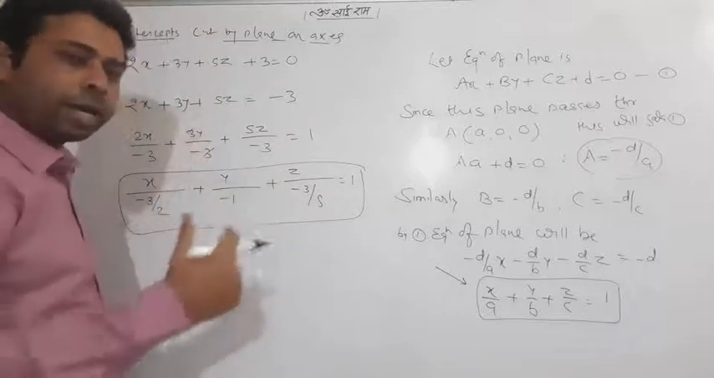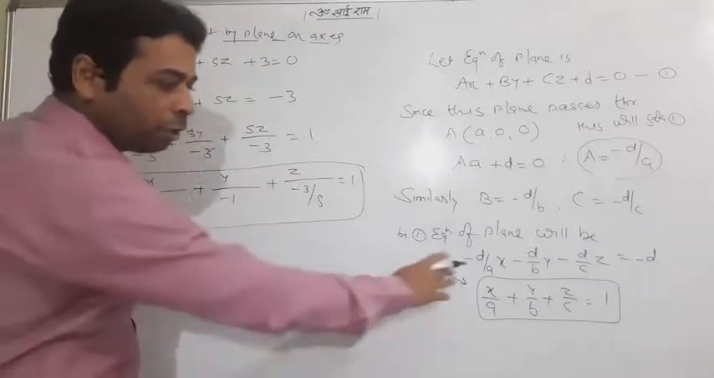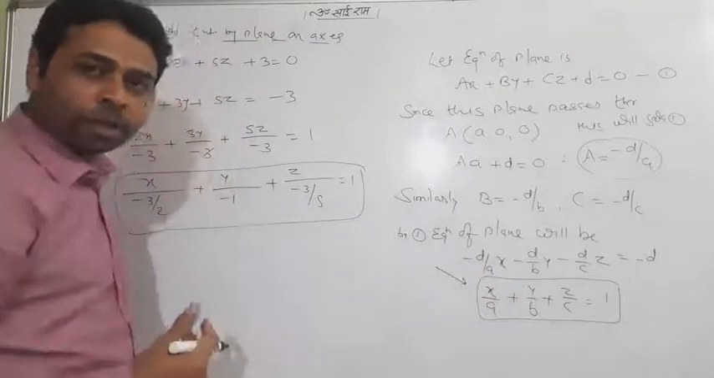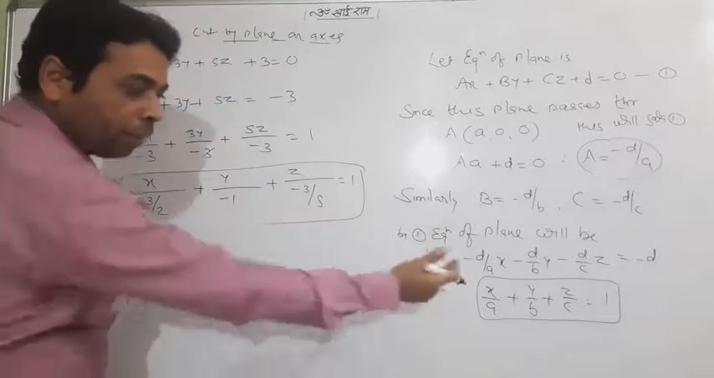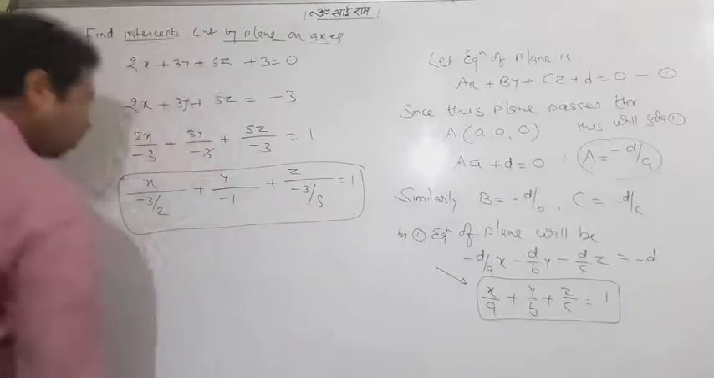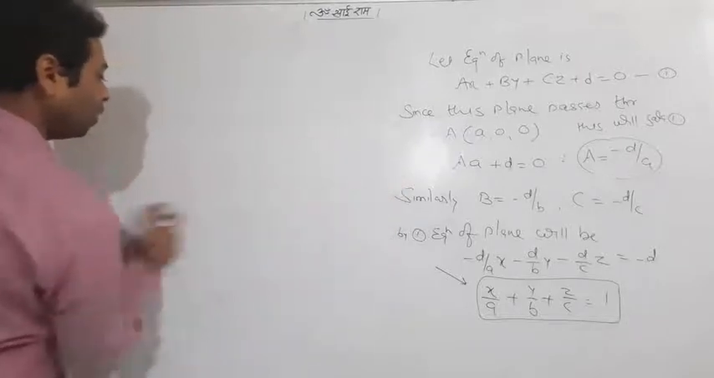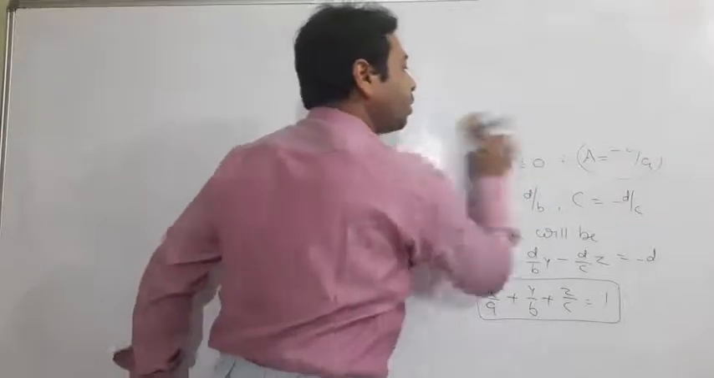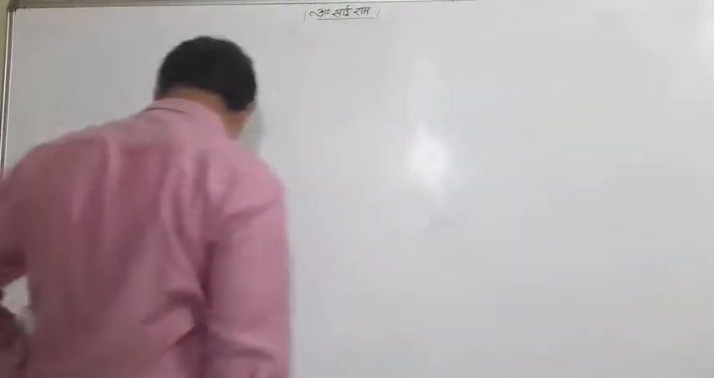So both ways I have taught you. When intercepts are given, we can put the intercept values here and get our plane. Suppose the plane is given, we can convert the equation of the plane into intercept form and we can get the intercepts easily. Okay, so this was the concept. One more concept I want to tell you here. Look at, so easy things I will explain here, try to understand it.